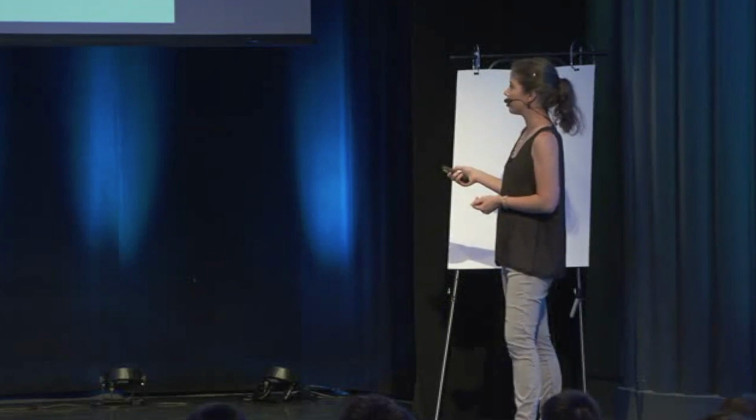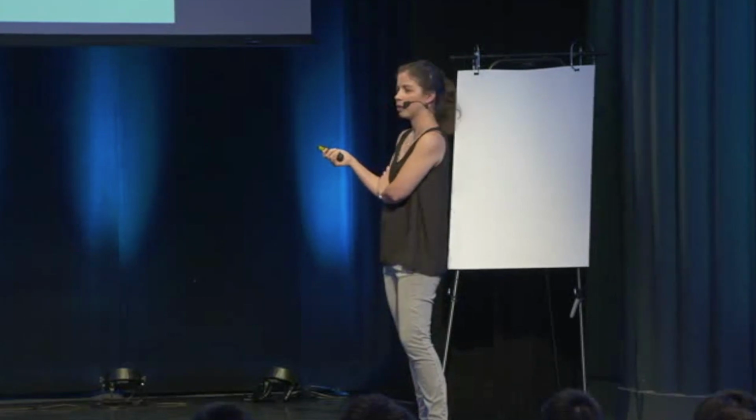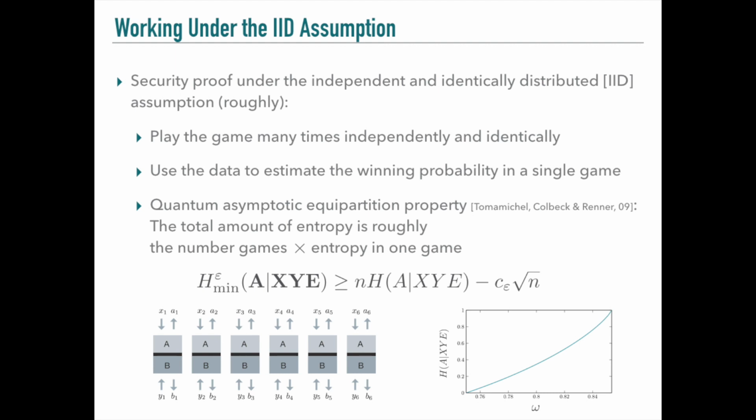Now there is a great tool called the quantum asymptotic equipartition property, by Michael et al. What this tells us is the total amount of smooth min entropy. I'm using bold letters to indicate that I'm now taking all of these A's, so it's not just A1, it's A1 to AN. So the smooth min entropy of Alice's outcomes, given all of the side information, the inputs, the system E and whatever else, is lower bounded by this thing here.